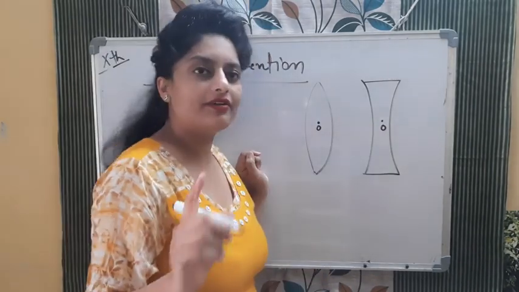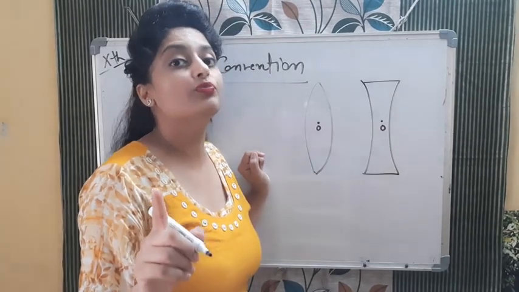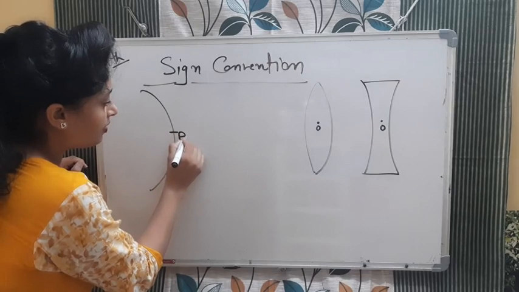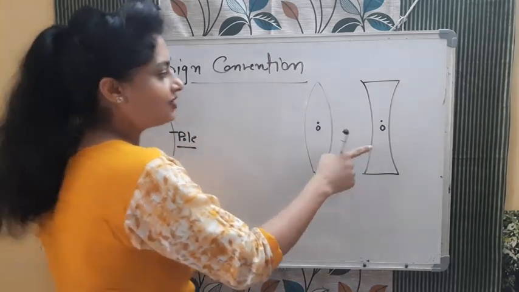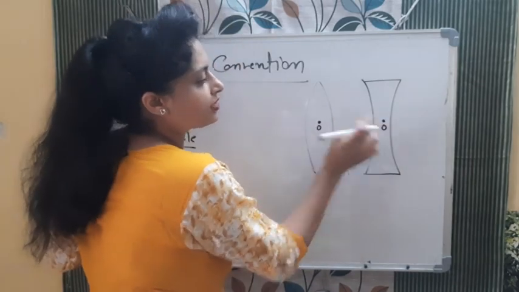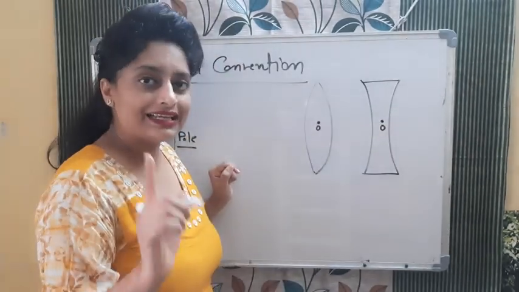In case of the mirror, we were measuring the distances from the pole. In case of the lenses, you will measure all the distances from the optical center. You have to measure from this O. The second thing is what?